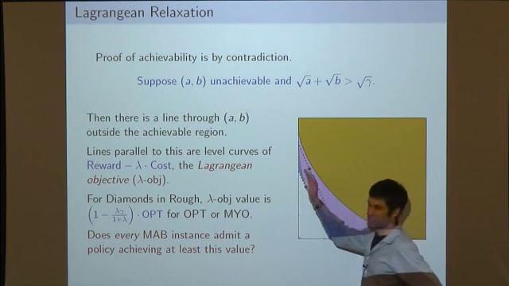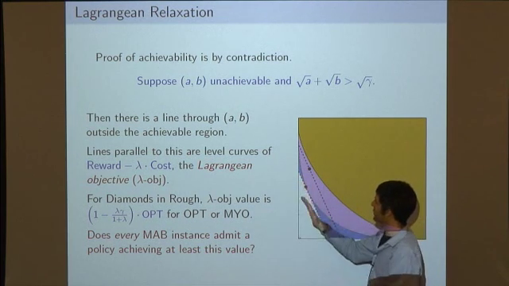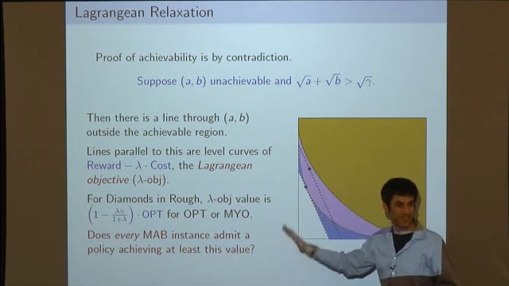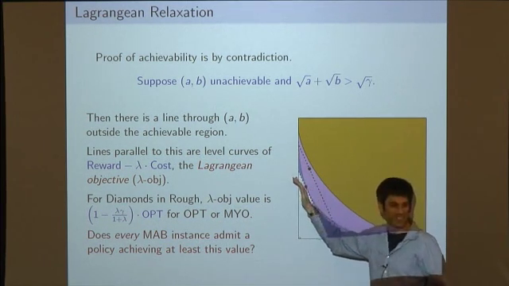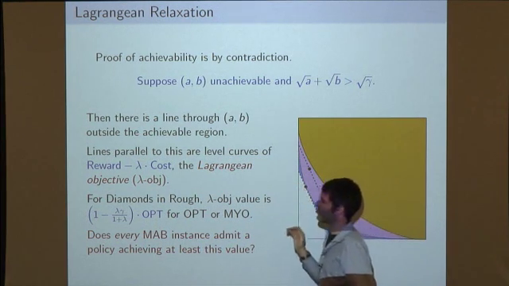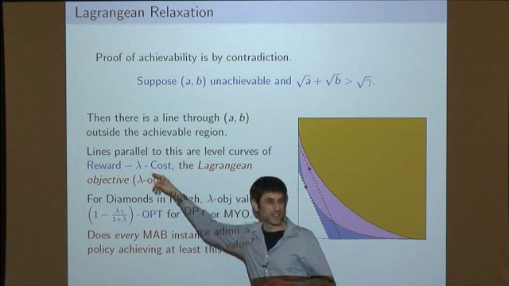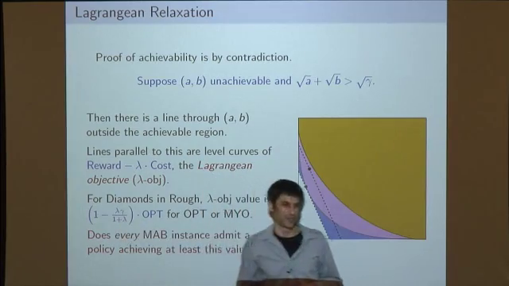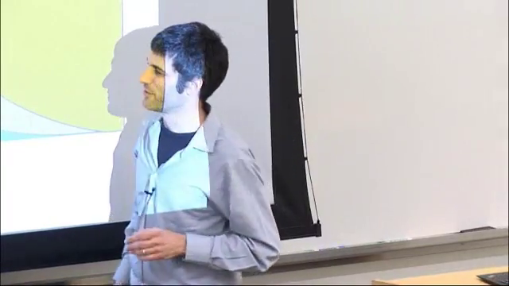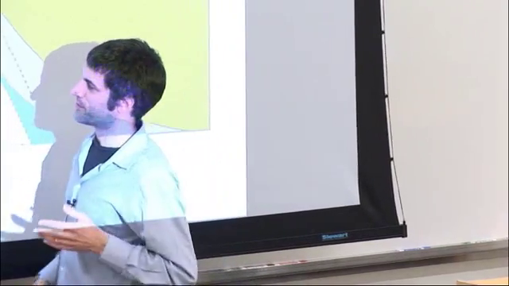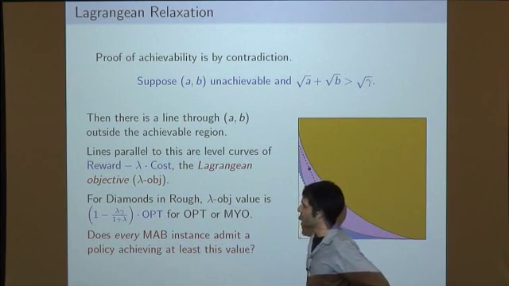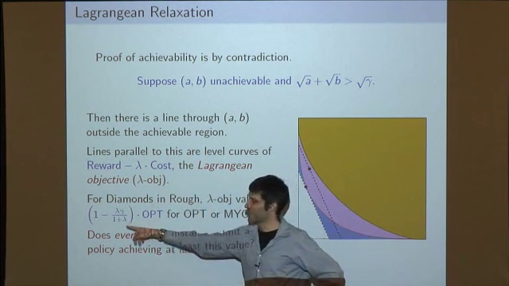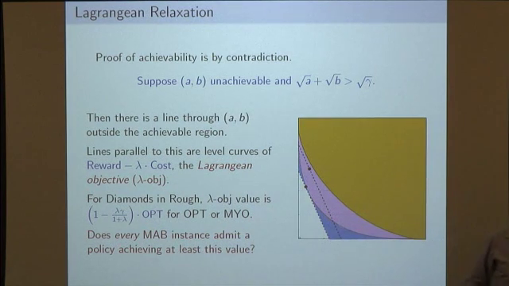To extract what that approximation factor is, you would merely have to calculate, for the curve root A plus root B equals root gamma, if I draw a line of slope negative lambda, where's the point of tangency? What's the value of 1 minus A minus lambda B at that tangency point? OK, I've done the calculation for you. The value is (1 minus lambda gamma) over (1 plus lambda). And our theorem is simply equivalent to the assertion that not only for diamonds in the rough, but for every multi-armed bandit instance, you can find for any specified value of lambda a policy whose lambda objective is at least this big. That's what I need to prove for you.